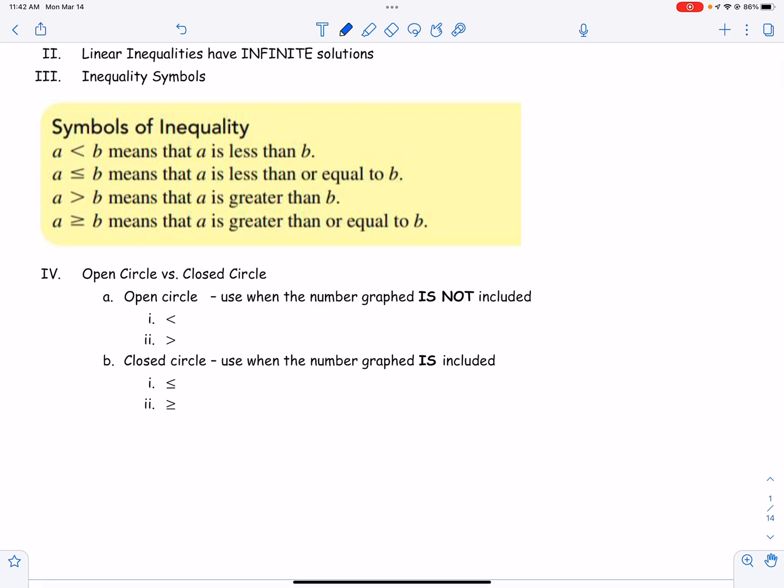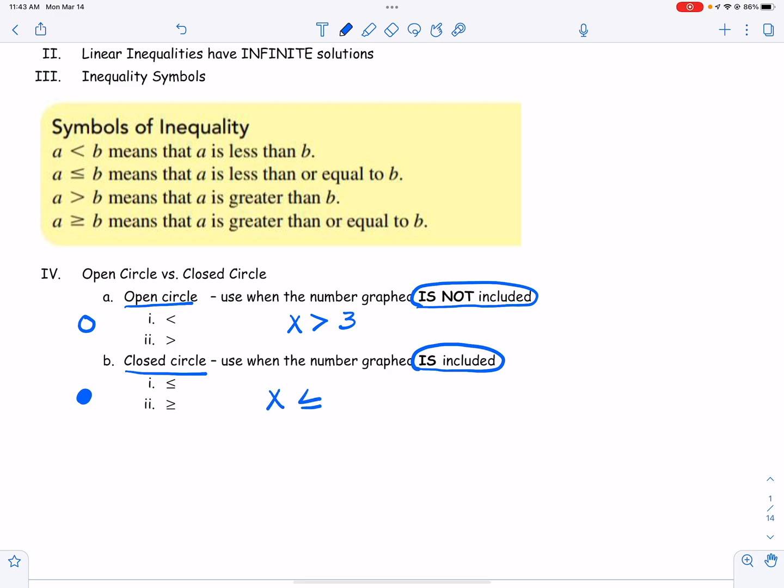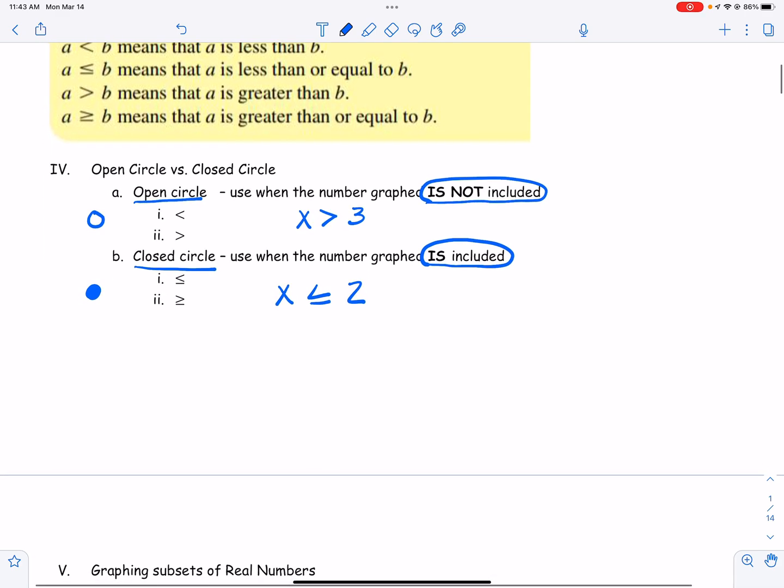An open circle, which is indicated like this, means that the number is not included in the graph. So when I say x is greater than 3, that's any number that is bigger than 3, but not including 3. When I say less than or equal to or greater than or equal to, that gives me a closed circle, and it means that the number is included. So when x is less than or equal to 2, it's going to sit on that number 2, and then anything less than that.